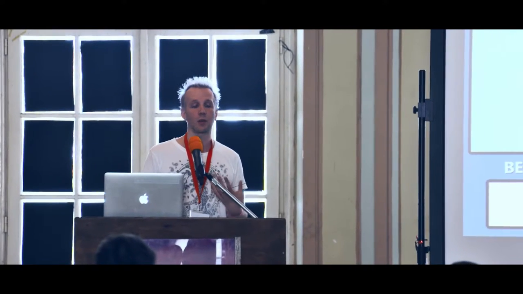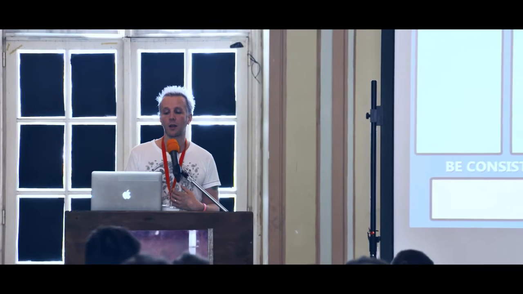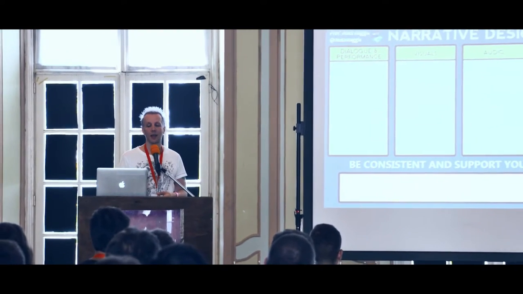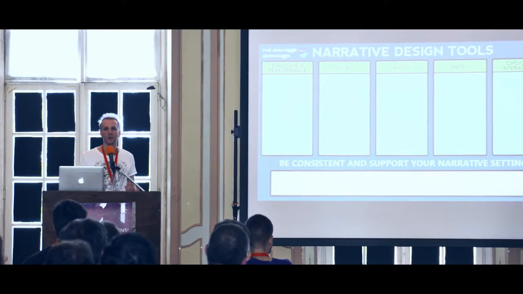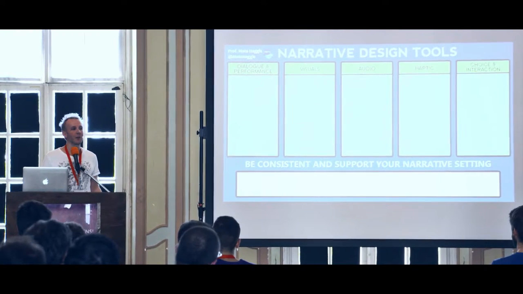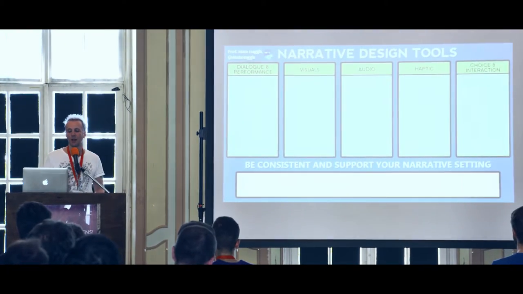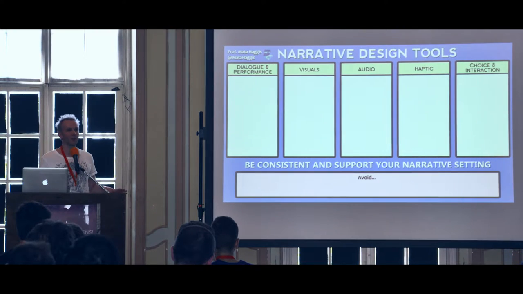This is going to be the basics of it. We're going to have five main sections, and a little bit of warning stuff down the bottom there. To start off with, we're going to be talking very, very quickly about dialogue and performance. Then we're going to be talking about the visuals in the game. We'll be talking about audio in the game. We're going to talk a little bit about haptic feedback and, of course, about choice and interaction, which is what a lot of people think of as the main thing of video games, and partly it is. And, of course, like I say, at the end, I'll have some stuff for you to avoid.